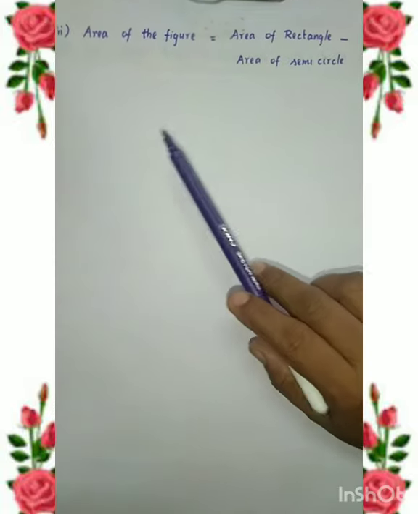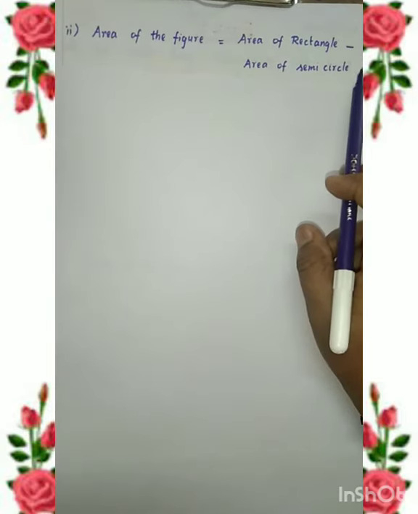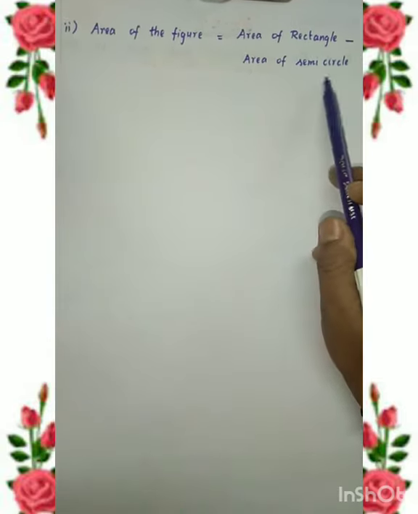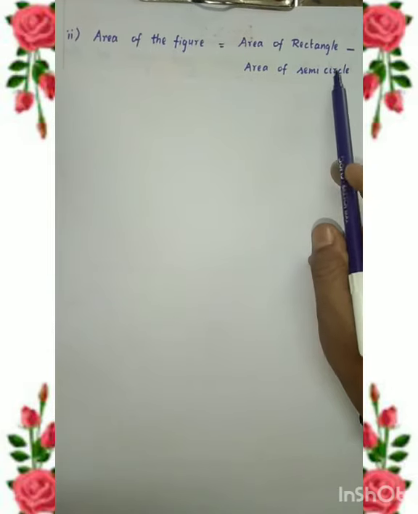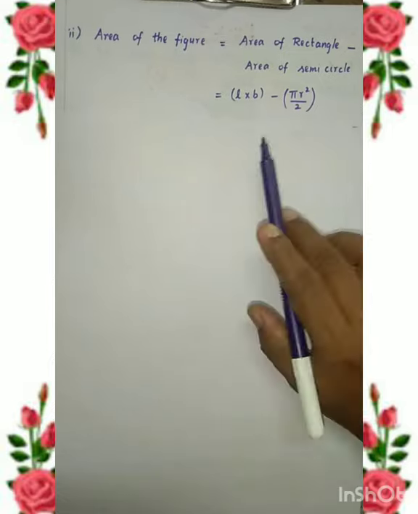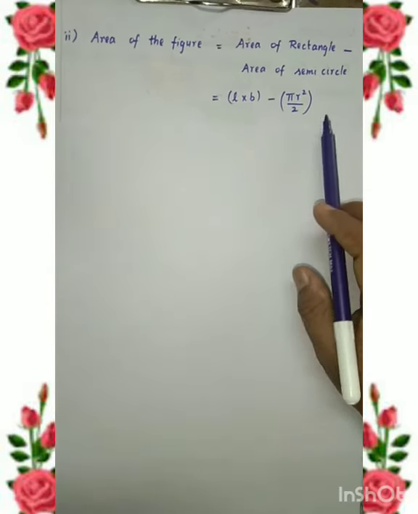Second subdivision, area of the given figure. Here a rectangle shape is given. On one side of the rectangle, a semicircular part is cut off. So the area is the area of the rectangle minus the area of the semicircle. If you subtract the area of the semicircle from the area of the rectangle, you get the area of the given figure. The area of the rectangle formula is L into B, minus the area of the semicircle formula, pi r square by 2.